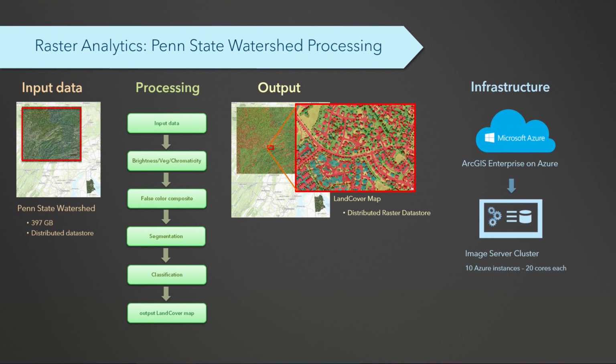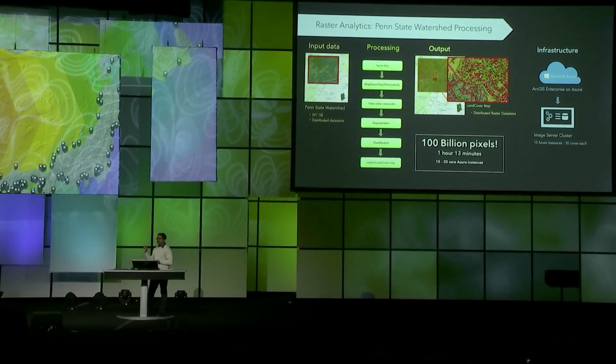My infrastructure, I've used Microsoft Azure, 10 instances, 20 cores each. The result, 100 billion pixels that was processed in 1 hour and 13 minutes, as opposed to days of processing using desktop.